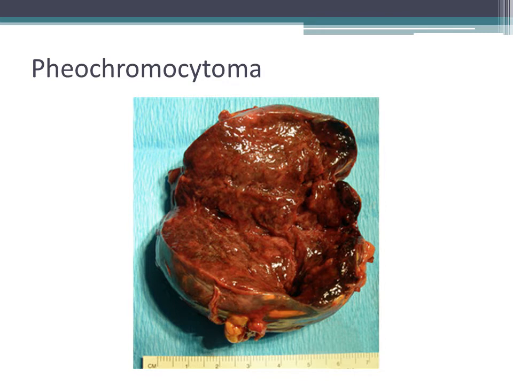So this is a picture of pheochromocytoma after resection. It's a dusky, dark type of tumor, and it's vascular.